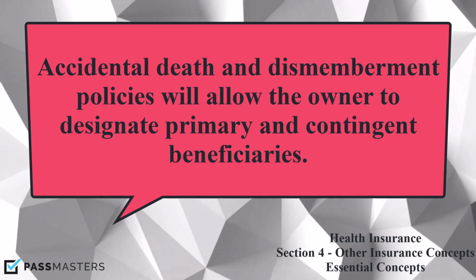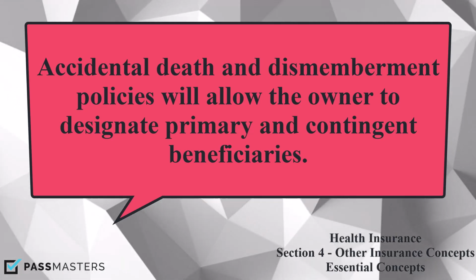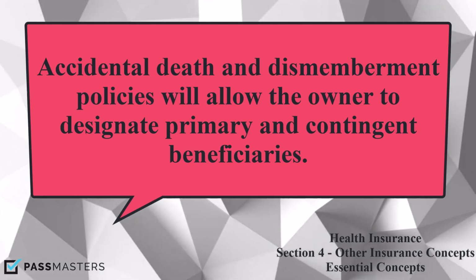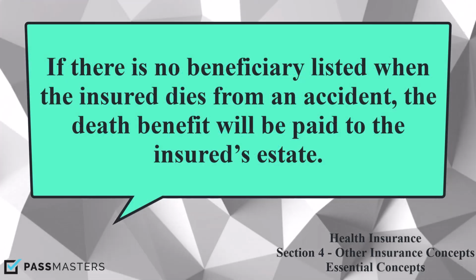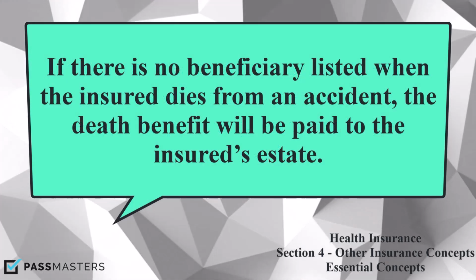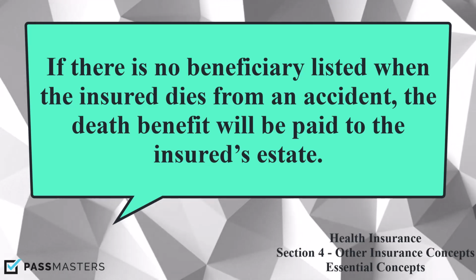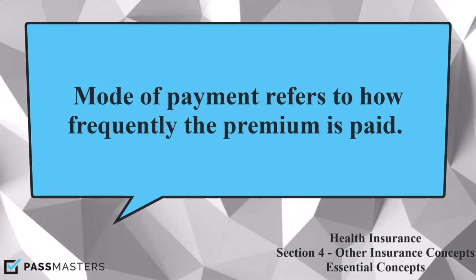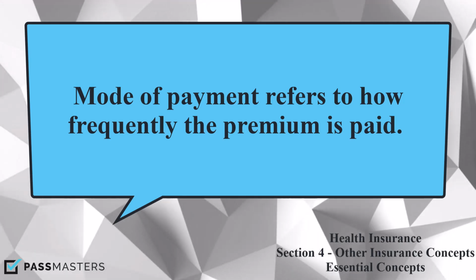Accidental death and dismemberment policies will allow the owner to designate primary and contingent beneficiaries. If there is no beneficiary listed when the insured dies from an accident, the death benefit will be paid to the insured's estate. Mode of payment refers to how frequently the premium is paid.